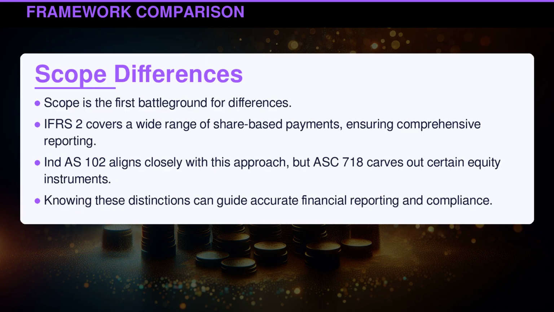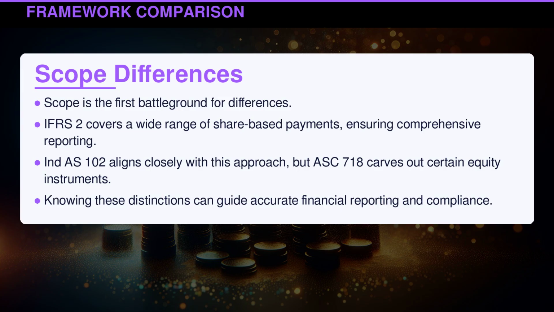Scope is the first battleground for differences. International Financial Reporting Standards 2 covers a wide range of share-based payments, ensuring comprehensive reporting. Indian Accounting Standard 102 aligns closely with this approach, but ASC 718 carves out certain equity instruments.